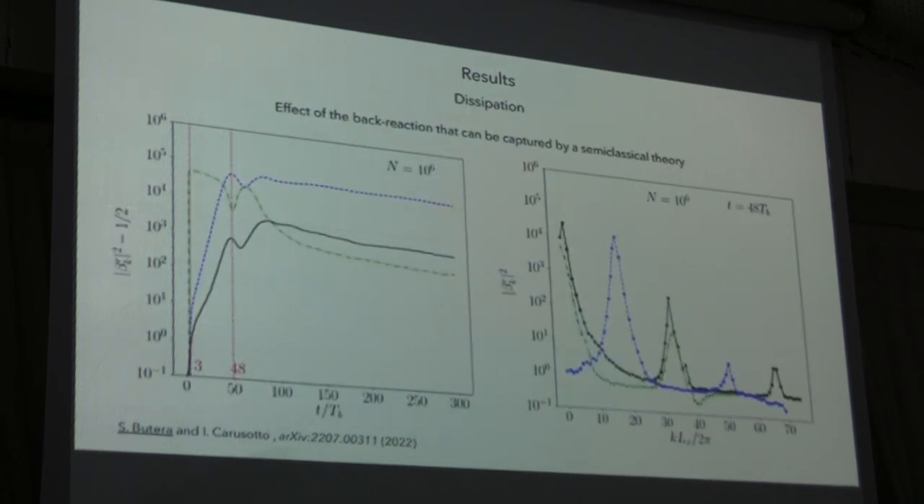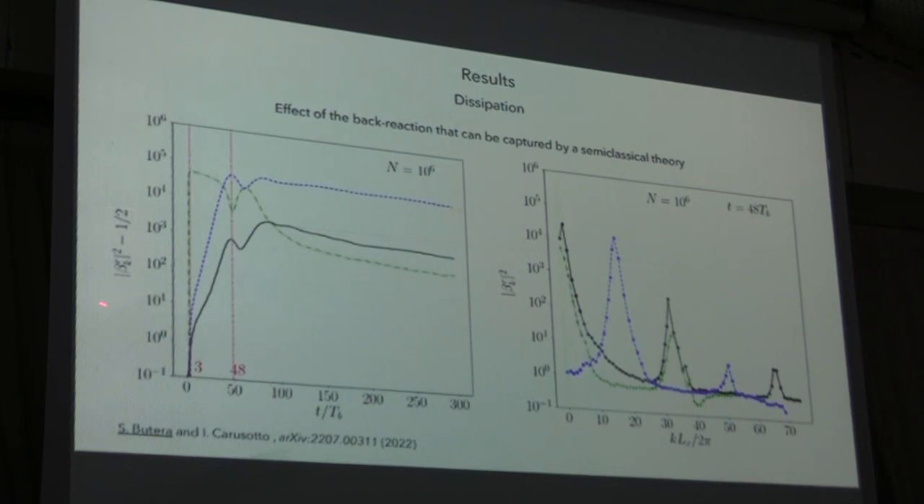So here on the left, I'm reporting again the time evolution of the population, this time in the breathing mode at k equals 0. Here there should be some shaded area that are not visible, but anyway.